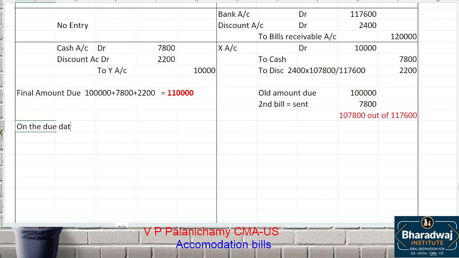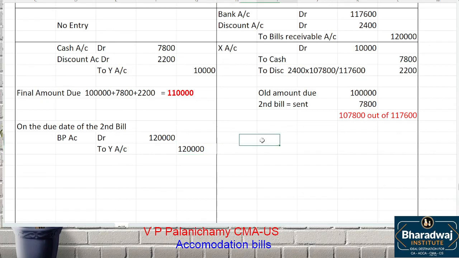On the due date of the second bill, the other party became insolvent. So what is the entry we will pass? Bills payable account debit to Y account, 1,20,000. He'll pass the entry: debtors account debit to bank account, X account debit to bank account. That is for the dishonor of the bill.